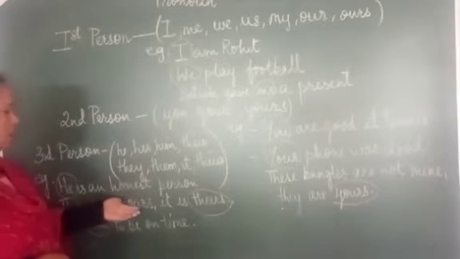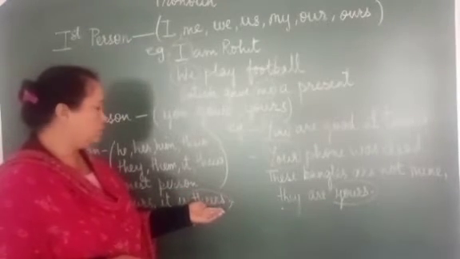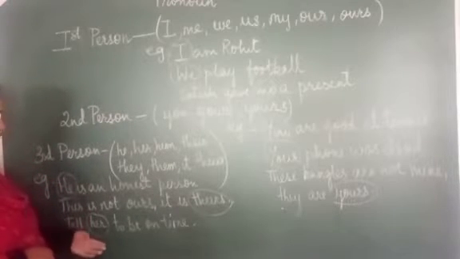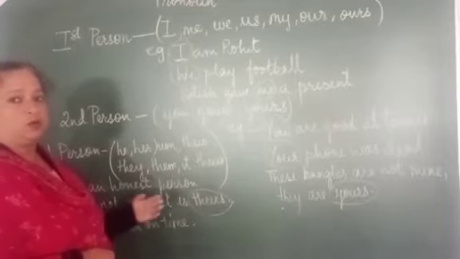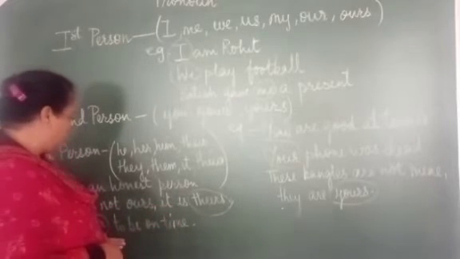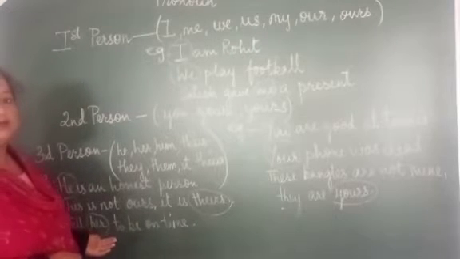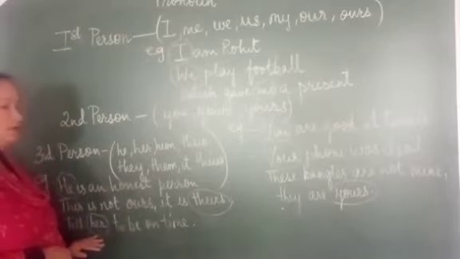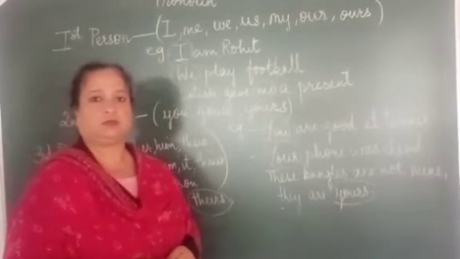This is not ours. It is theirs. So once again, theirs becomes the third person pronoun. Tell her to be on time. So once again, we are talking about the third person and we want the third person to be on time. So he, theirs, her. These are examples of the third person.